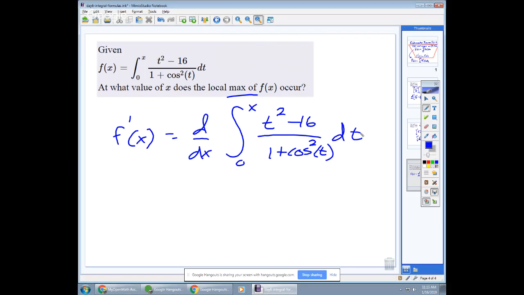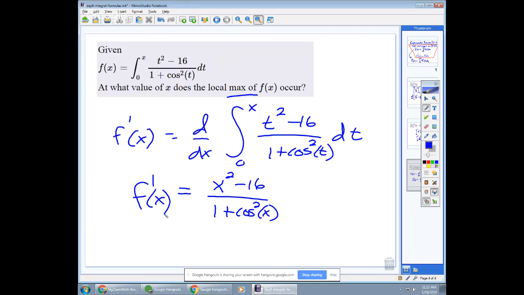Well, what does the fundamental theorem say when you take the derivative of such an integral? They cancel each other out. So that means the derivative of f has to be just that inner function there, written with x's. So it's just x squared minus 16 over 1 plus cosine squared of x. So that's f prime. Just get rid of the integral. Put x's in. That's what fundamental theorem part 1 tells us.